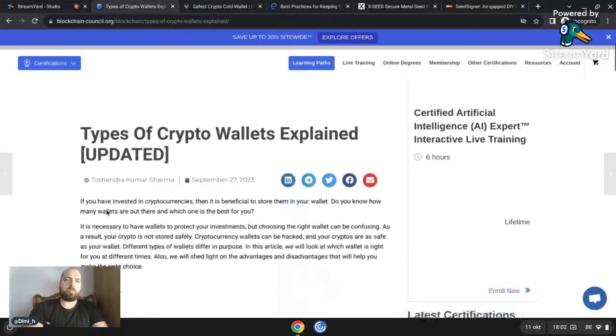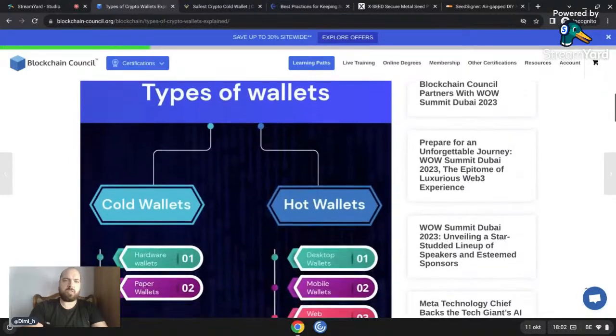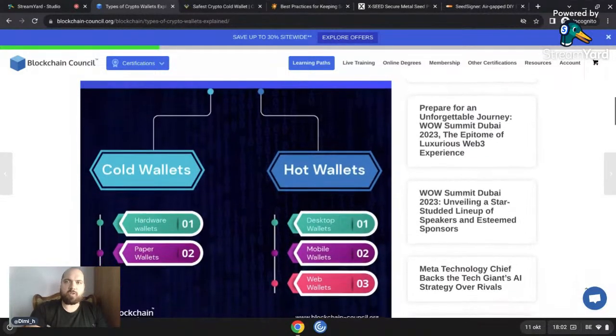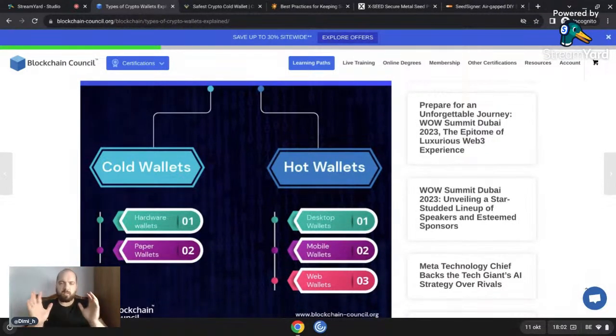Let us begin with the types of cryptocurrency wallets. Now I'm going to make use of a little image from Blockchain Console as it nicely illustrates the different kinds of wallets which exist. From the get-go you can see there exist two different kinds of wallets. You've got cold wallets and you've got hot wallets. Underneath the cold wallets you see hardware wallets and paper wallets. Underneath hot wallets, you see desktop wallets, mobile wallets, and web wallets.